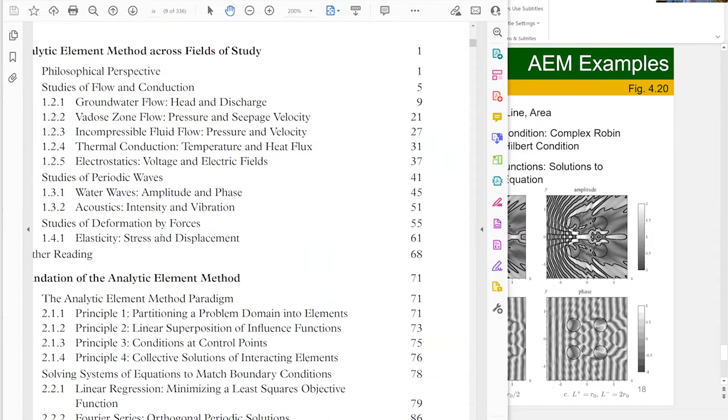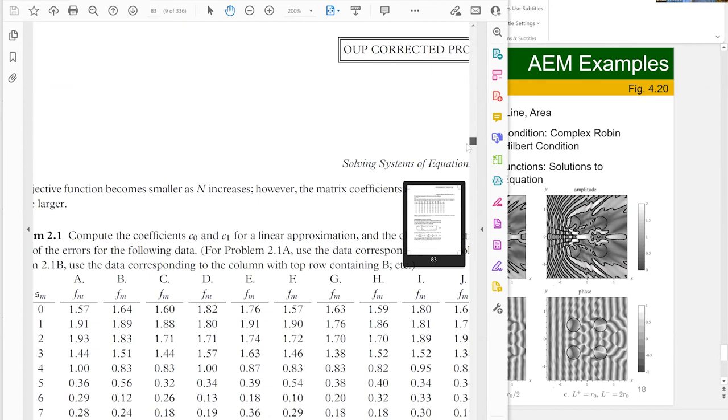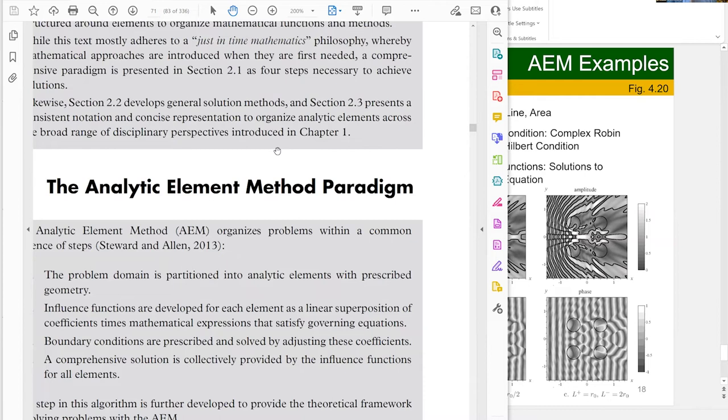Where I'm going to take you right now is the analytic element method paradigm. The analytic element method is very simple. For those of you in the applied mathematics region, this will be familiar to you, and it provides the foundation for how we solve things with the analytic element method. I'm going to have to make this just a little bit smaller to show it to you.